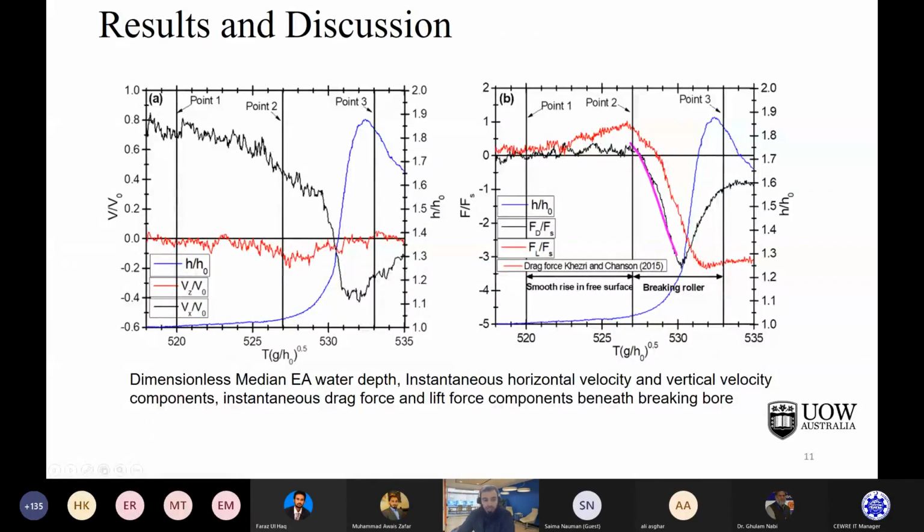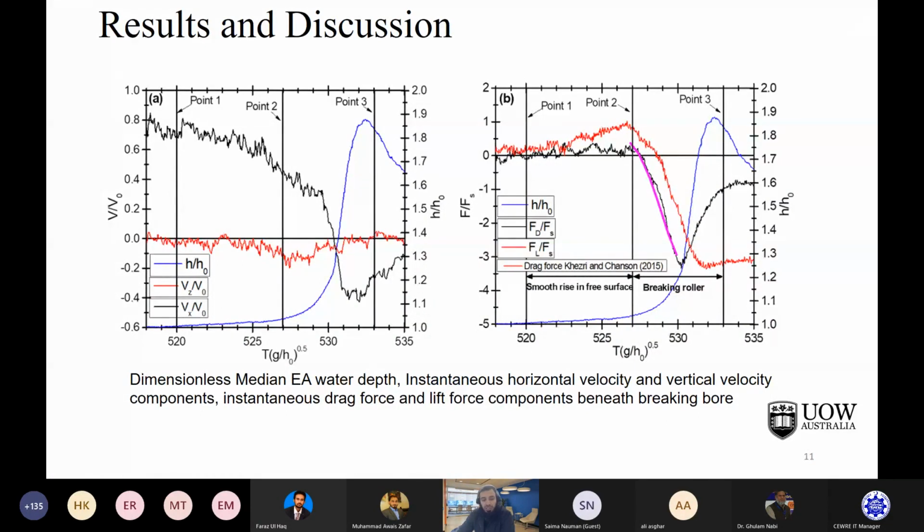So here is a zoomed graph of the measured velocity component on the left in graph A and the force component on the right in graph B. The strong longitudinal deceleration and the negative vertical velocity were linked in the propagation of the bore roller for a short period, as shown in the left graph.